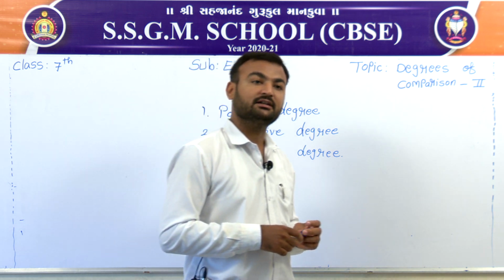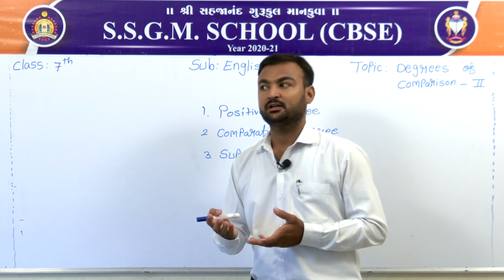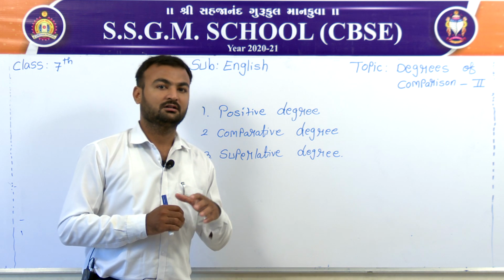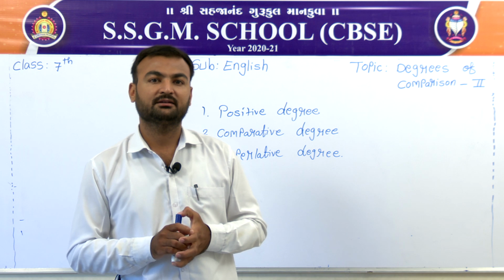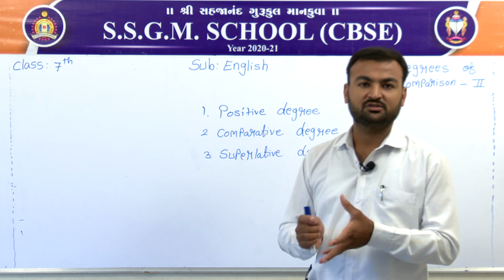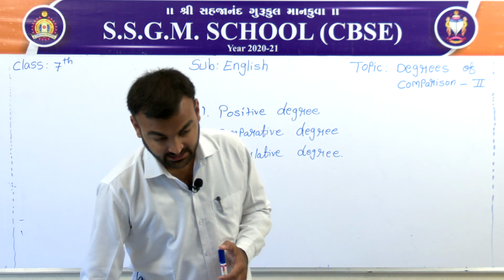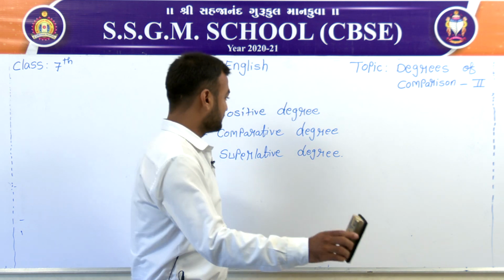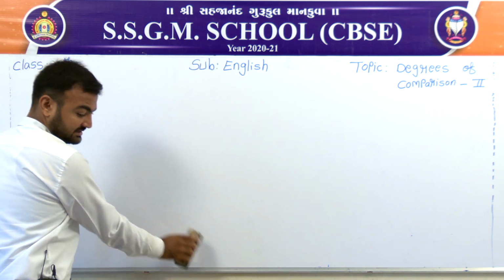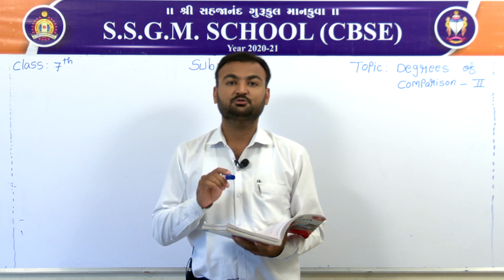Now students, you know that in the last lecture we already learned about the formation of degrees. We made one table and we have to add ER and EST to the given positive degree. Likewise, today we are going to learn the same topic, formation of degrees. That means this is part 2. So now I am preparing one table. Last time we learned how to add ER and EST to the given degrees.